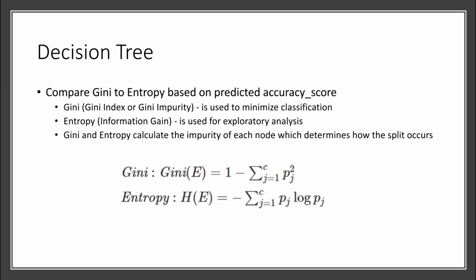For the classification, we decided to compare Gini and entropy because they both measure the quality of the split, and we wanted to see which one produced the better accuracy. Gini, also known as Gini index or Gini impurity, is used to minimize misclassification, and entropy, also known as information gain, is used for exploratory analysis, which can slow performance because of its use of logarithm. As you can see at the bottom, the formulas are used to calculate Gini and entropy.